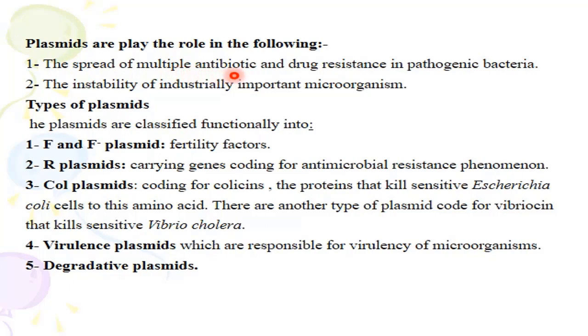The spread of multiple antibiotic and drug resistance in pathogenic bacteria is one of the functions of a plasmid. The second one is the instability of industrially important microorganisms. What are the types of plasmids? There are 5 types of plasmid. A fertility factor or fertility plasmid, which is responsible for fertility. A resistance plasmid or R plasmid, which is very important in gene cloning, and it is used as a vector, as we will discuss later, carrying genes coding for the antimicrobial resistance phenomenon.